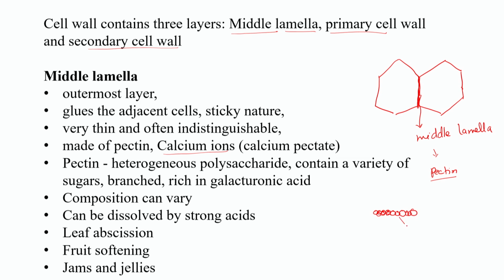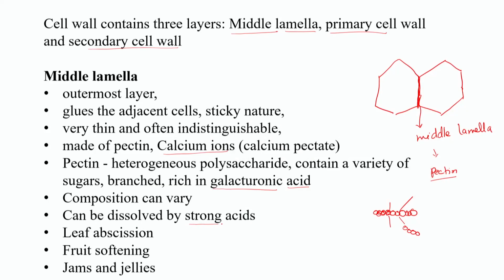It is also branched. So, a lot of branching can come in pectin, which is also made up of sugar units. The most important sugar which is present in pectin is galacturonic acid, although many other types are also present. However, the composition of this pectin can change in different plant species as well as in the same plant, in different organs also. Now, pectin could be dissolved by strong acid. If we want to isolate that pectin in lab, we can dissolve it with the help of acid.